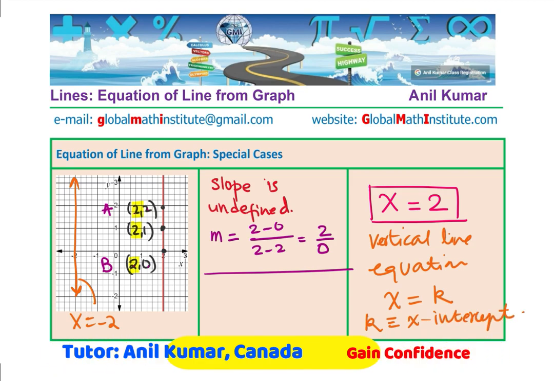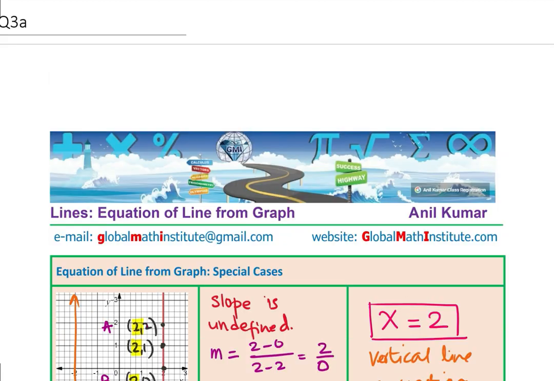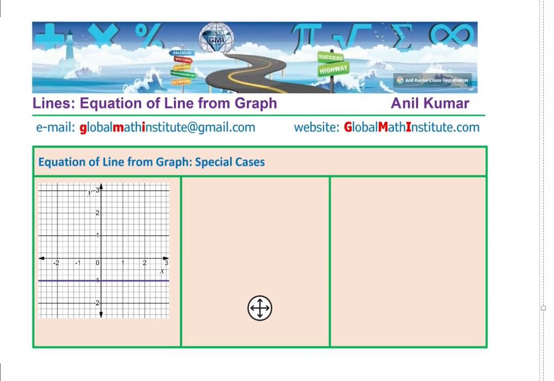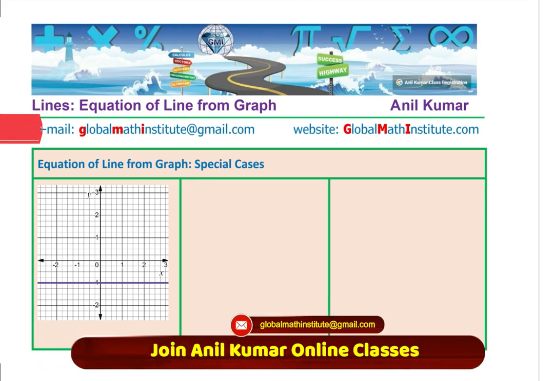Is that clear to you? So that is how you get the equation of a vertical line. Now let's look into the horizontal line. So the horizontal line is given to us.